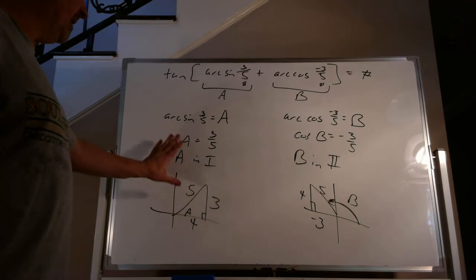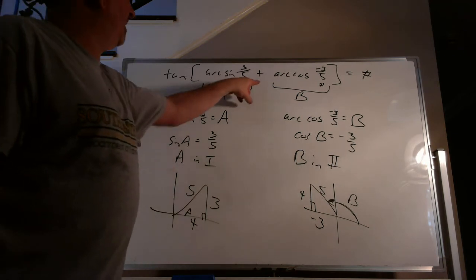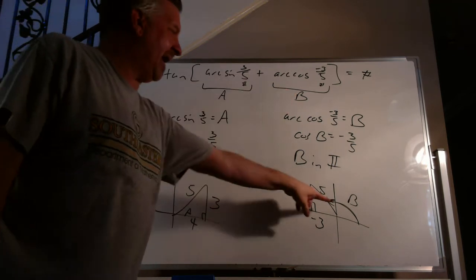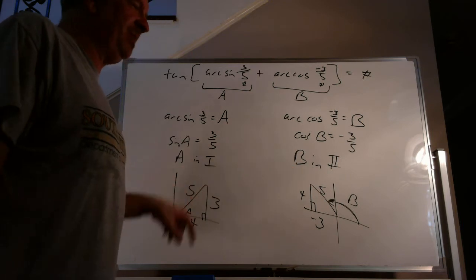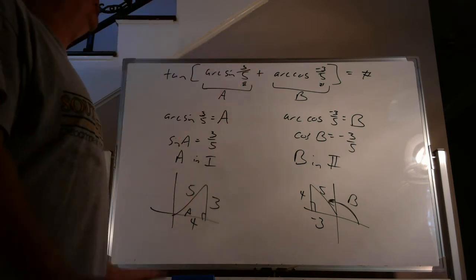Okay, so I know what A looks like, I know what B looks like, but what are we interested in? We're interested in angle A plus angle B. I don't know how big A is, I don't know how big B is. So I can't just add those, it's just A plus B. But we don't need to.